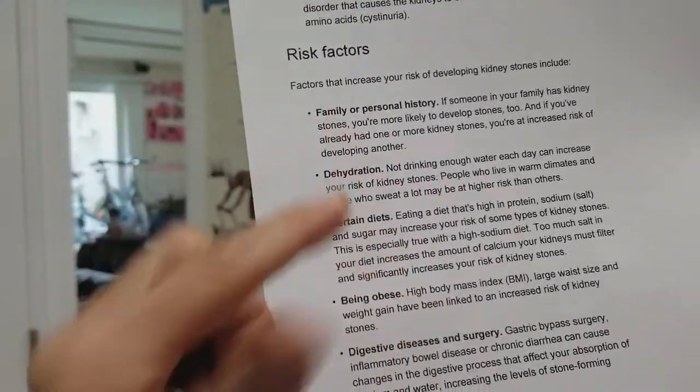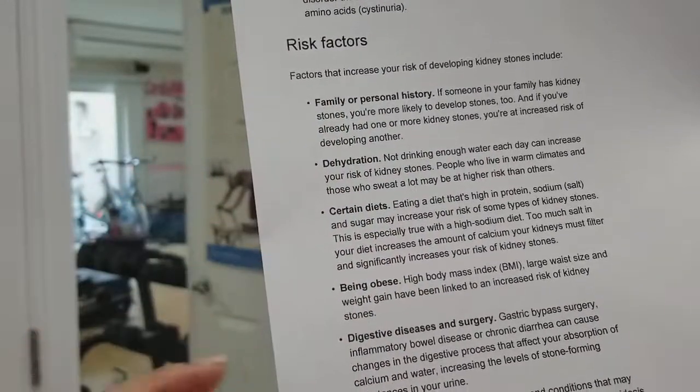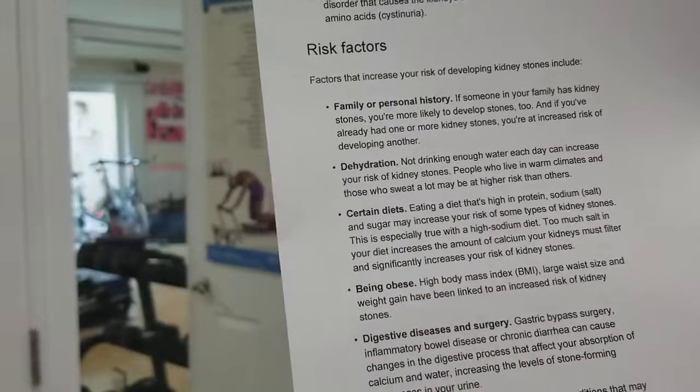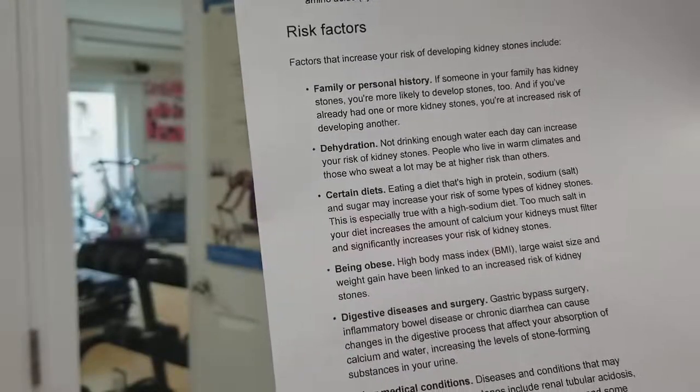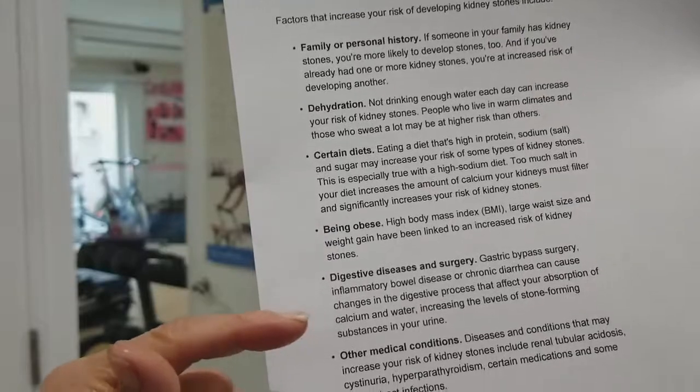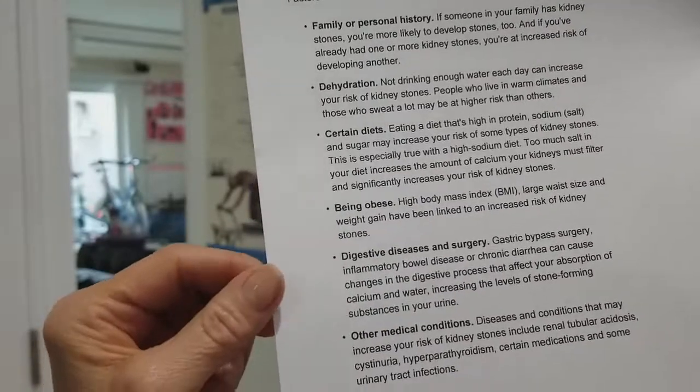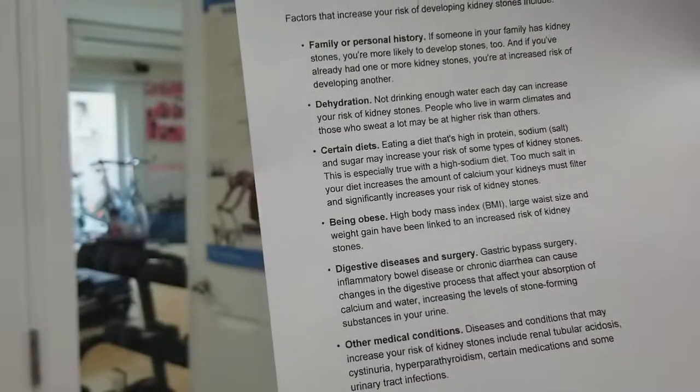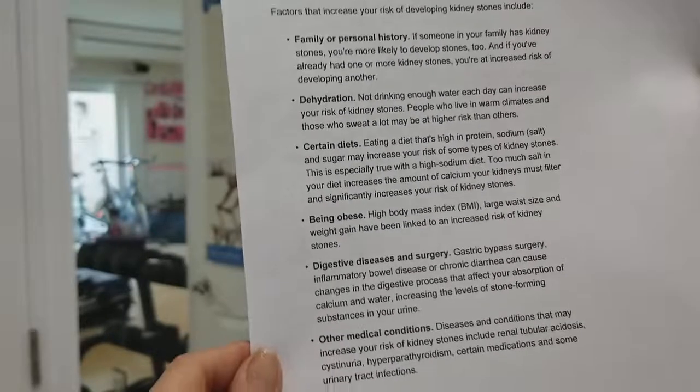Risk factors: familial, dehydration, certain diets like high protein diets, don't eat too much meat. Okay, if you're overweight, if you have problems with digestion, if you've had your gallbladder taken out, and other medical conditions like renal disease and all sorts of ureter problems. All right, there you go.